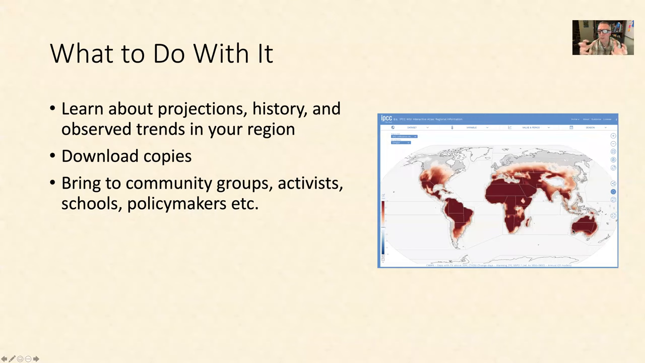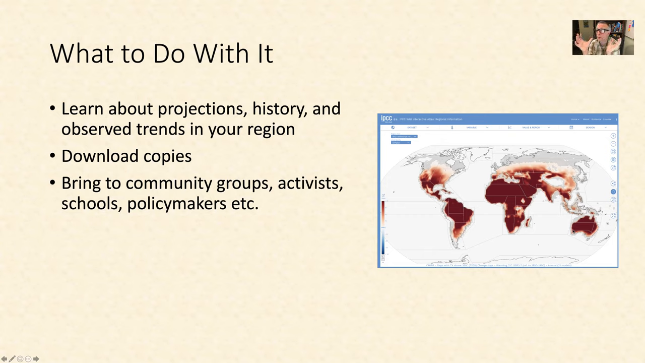Well, first of all, you can learn about what is happening and will happen where you live or for any part of the world. You can print out and download copies of that if you need. And it's a great thing to bring to your community climate activist groups, to schools, and to your policymakers, whether at the national level to point out why this is important, or even in your town or city to talk about what kinds of climate change adaptation are needed.